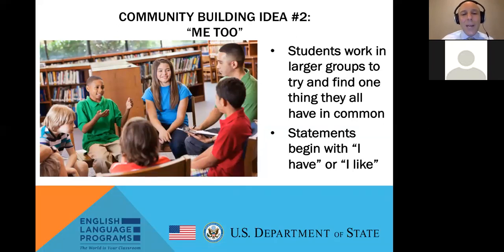And it's also an exercise that can be done with very young students or students who don't have a tremendous amount of English, because they have to make a simple statement that begins with I have or I like, and then they have to turn that into a question like, do you like or do you have? So it can be used with many different kinds of students, and it's a way that everyone can build community by finding something that they have in common.